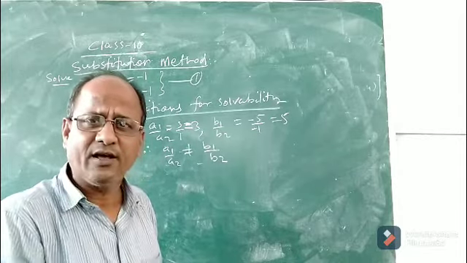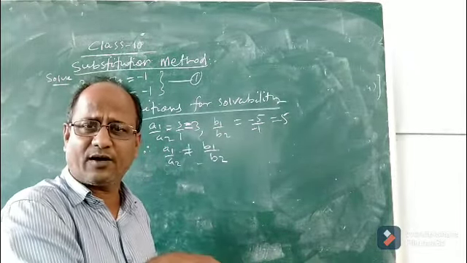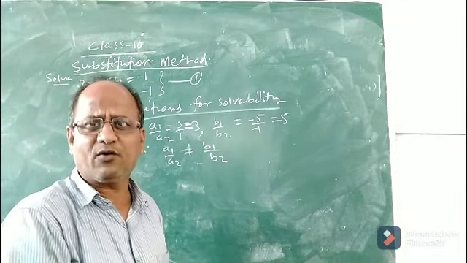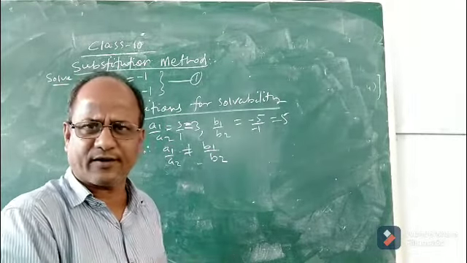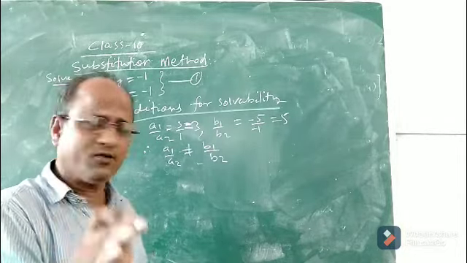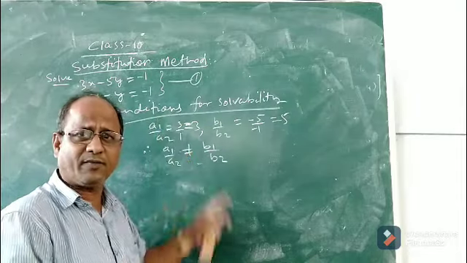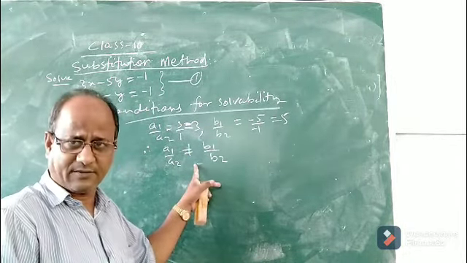It may also happen that c1 by c2 may not be equal to a1 by a2 and b1 by b2. So in that case you write the system has no solution. If no solution or infinitely many solutions, then why proceed further? There is no need to proceed further. So what I mean to say, children, before solving any system by any method, algebraic method, first you ensure that this condition is satisfied.